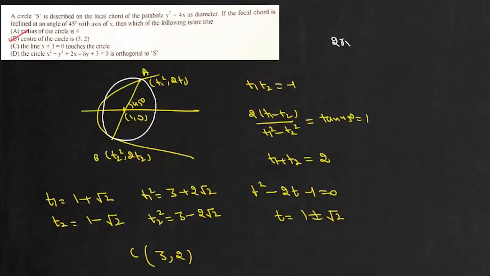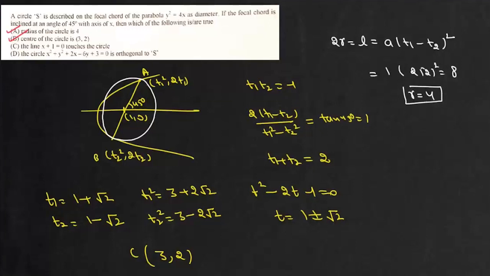So basically its diameter is length of focal chord. And we know that it is given by a (t1 minus t2) whole square. Now in this case a is 1 and t1 minus t2 is 2 root 2 square, and that is it. So radius of this circle is 4 units. That means this option A is also correct.